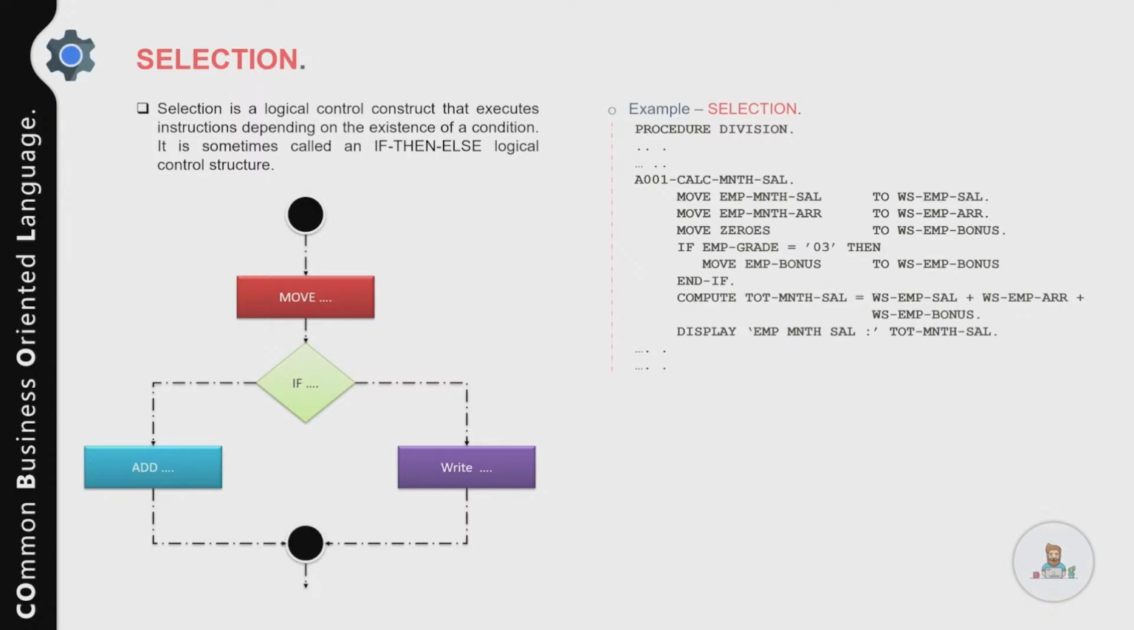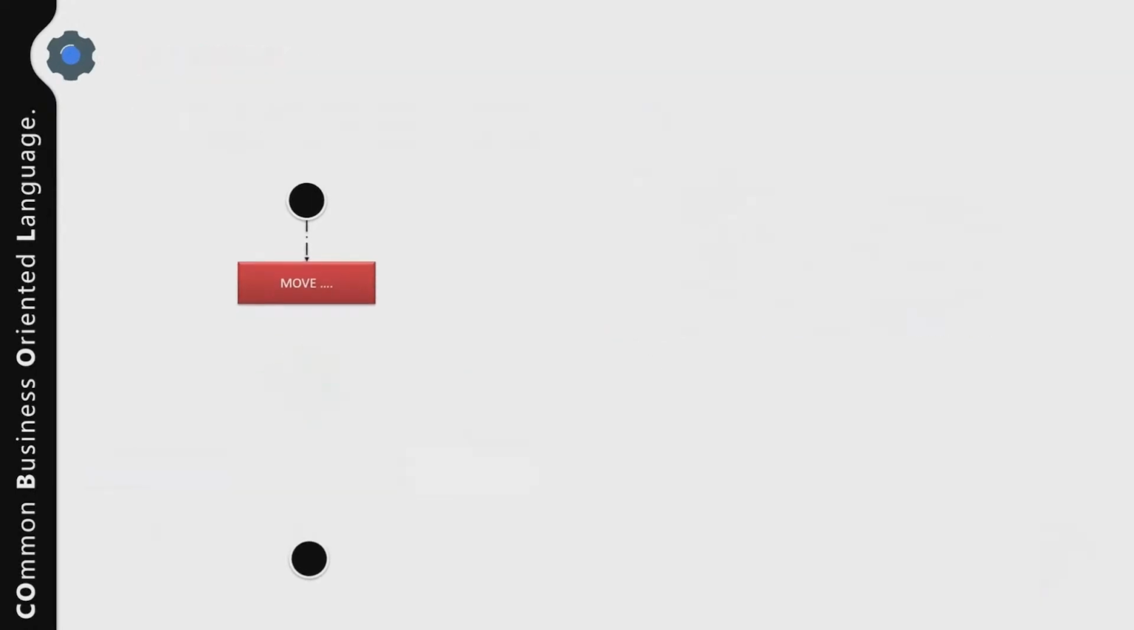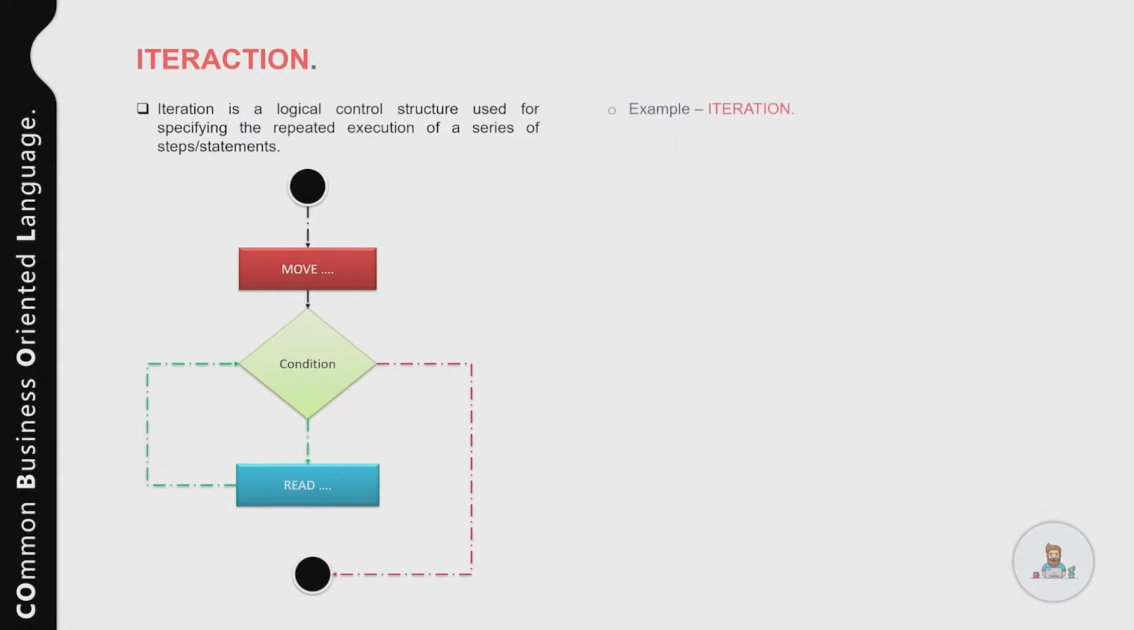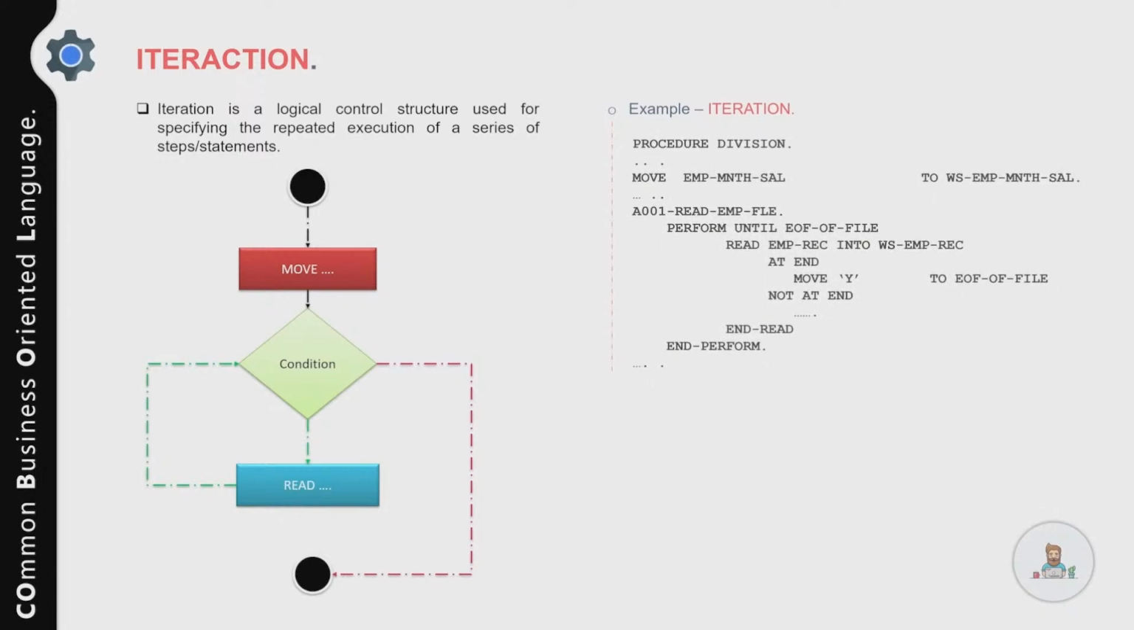Now let's talk about our next logical control structure, that is iteration. Iteration is a logical control structure used for specifying the repeated execution of a series of statements or steps. In the following diagram, first of all, the move statement will be executed, and after that, the read statement will be executed continuously in a loop till the time the condition is satisfied. Now let me showcase the same with the help of an example.